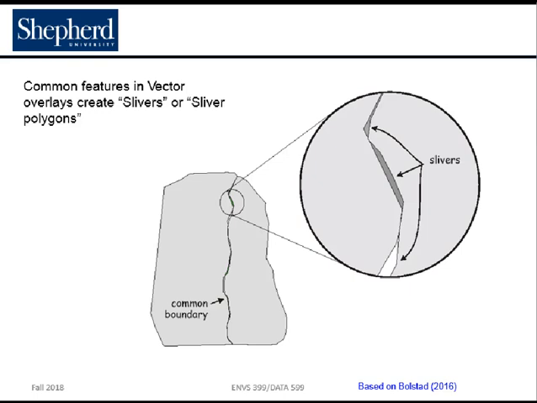So there are methods to reduce or remove slivers. We can redefine the common areas with the highest coordinate accuracy and replace them in all layers before we do the overlay. We can also manually identify and remove them, and we can use a snap distance during the overlay.